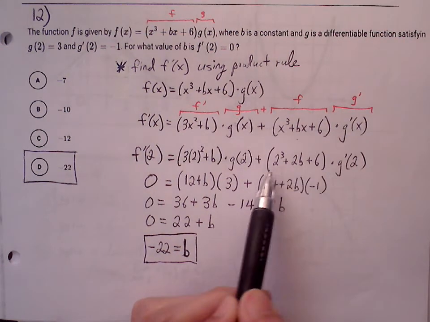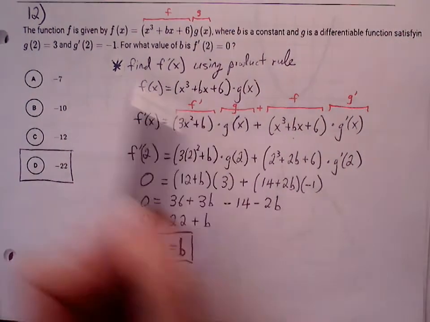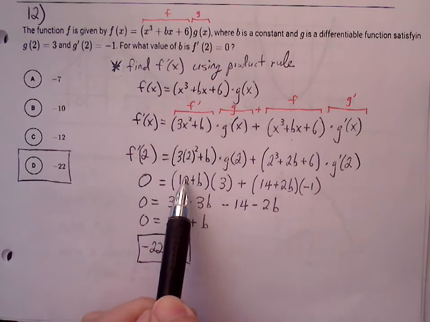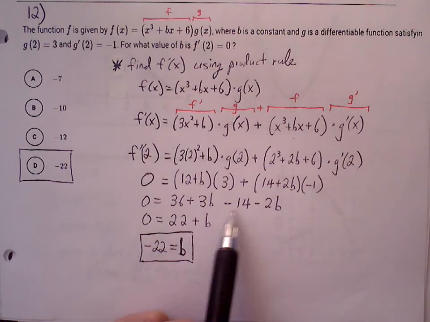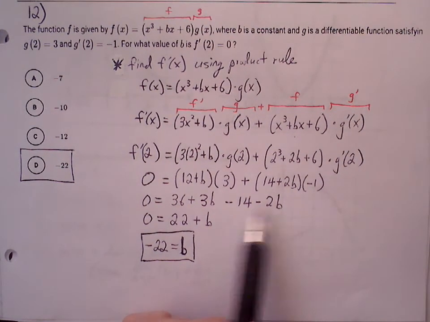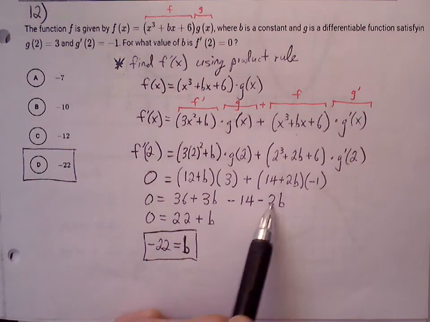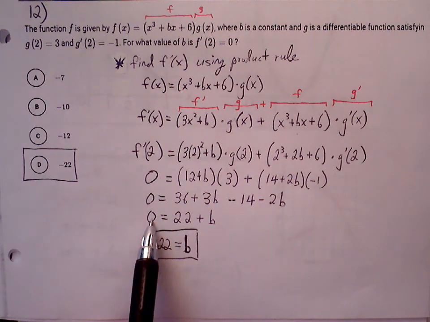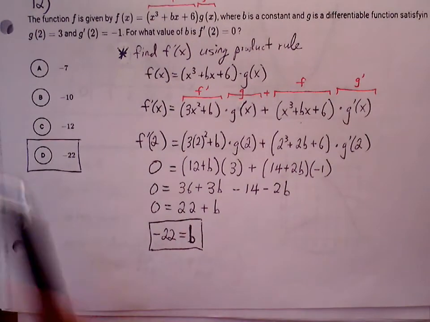Combine some like terms here. We get 8 plus 6 is 14, plus 2b, times g prime of 2, which is negative 1. So now we have a bunch of parentheses here. We can distribute the 12 through, the b through, and we get 36 plus 3b minus, distribute the negative 1 through, 14 minus 2b. Combine some more like terms here. 36 minus 14 is 22. 3b minus 2b is 1b. So now we can just solve for b. 0 is on this side here, subtract 22 to get b by itself, so b equals negative 22.